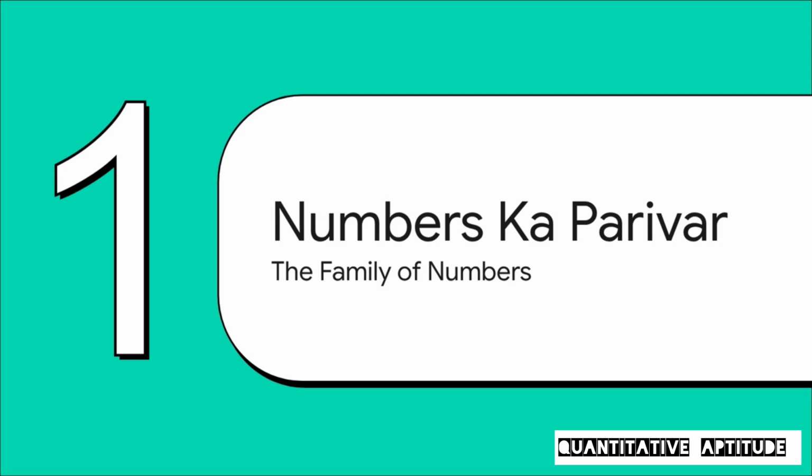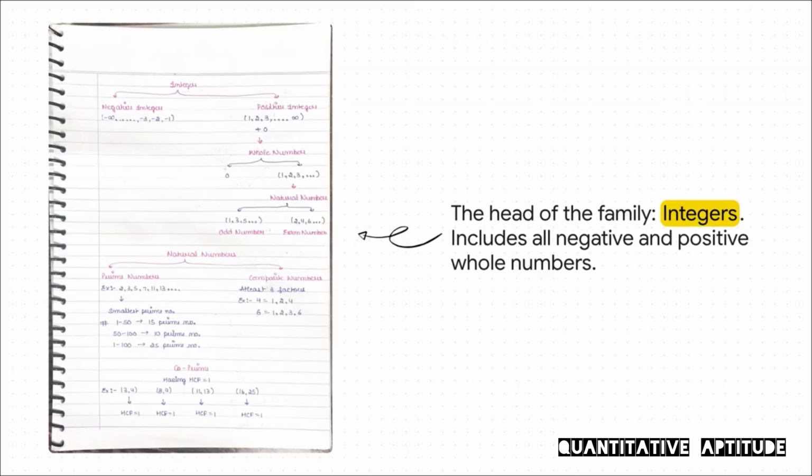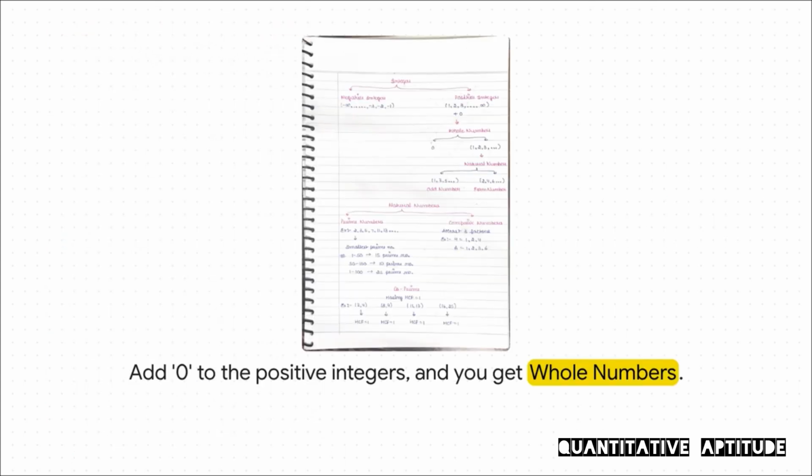So first up, let's meet the family of numbers. Okay, so the head of this family, that would be the integers. This includes all the negative and positive whole numbers, like -2, -1, then 1, 2, 3, and so on. The key thing to remember here is no decimals allowed. Now, if we take just the positive integers and add one special member to the group, the number 0, what we get are whole numbers. Simple, right? Everything from 0 all the way to infinity.